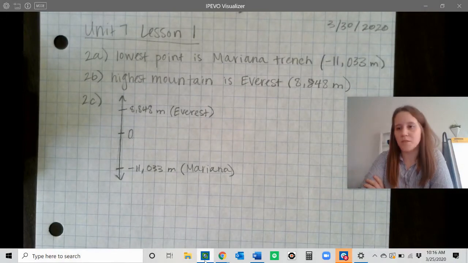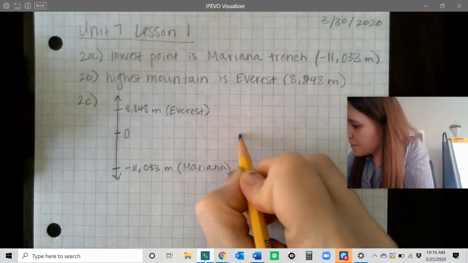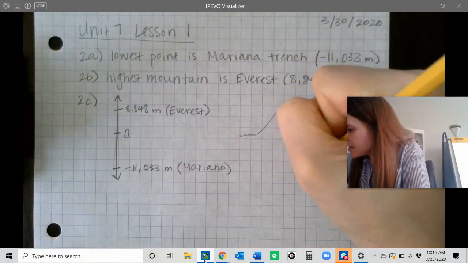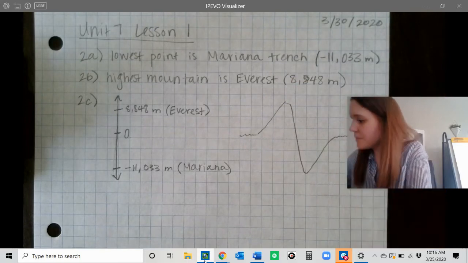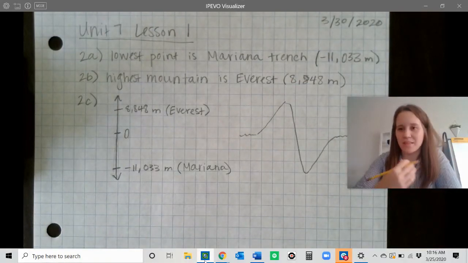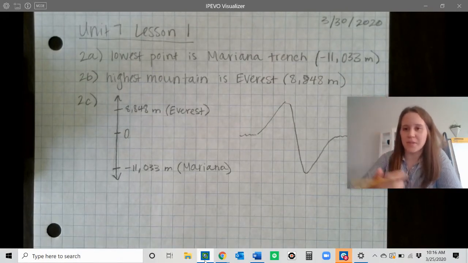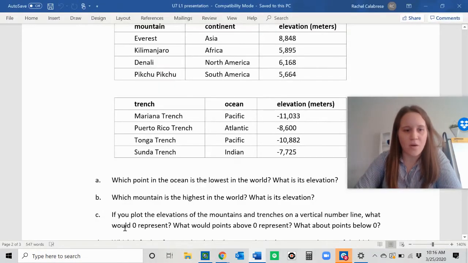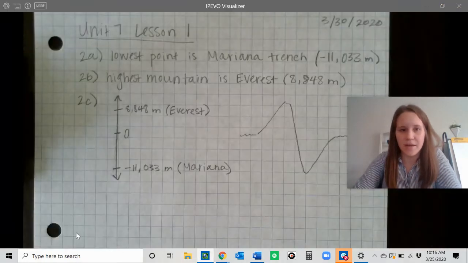Awesome. So you could think about it this way too. Here is 0, here is the mountain, and here is that trench underwater. Obviously, maybe not obviously, but this trench and this mountain are not actually next to each other geographically, but it's helpful to think in relation to sea level. All right, so let's answer some of these questions on our paper. We are going to answer, what would 0 represent? 0 has been always representing the same thing in our practice today, sea level. What would points above 0 represent, and points below 0? All right, let's go ahead and write together.